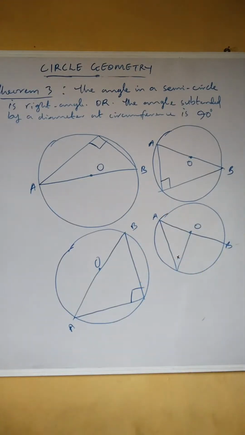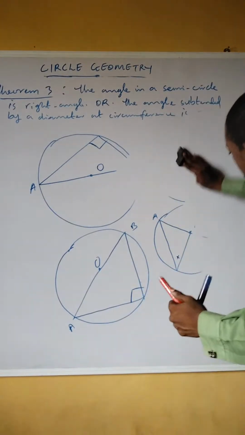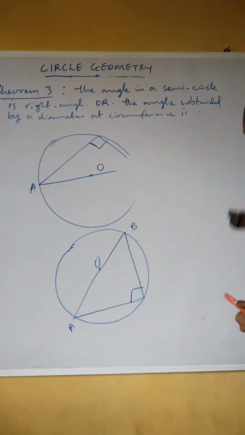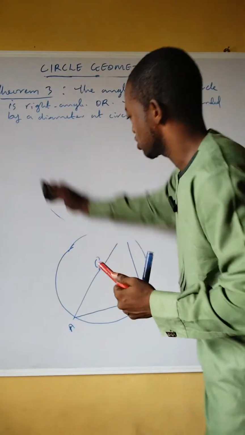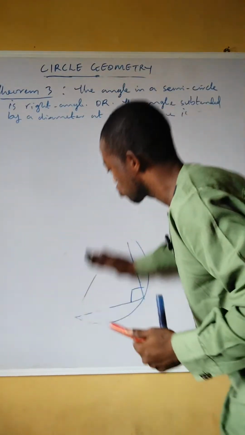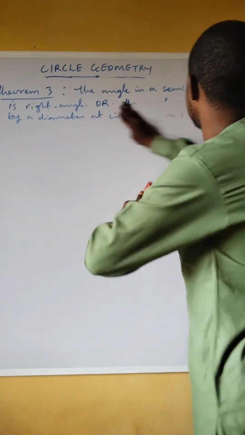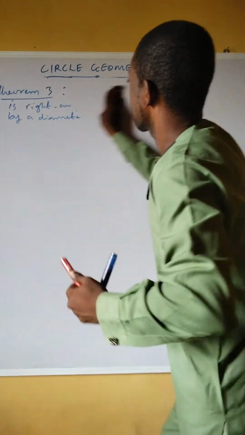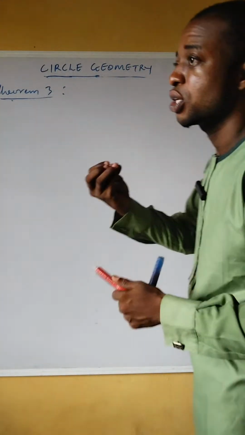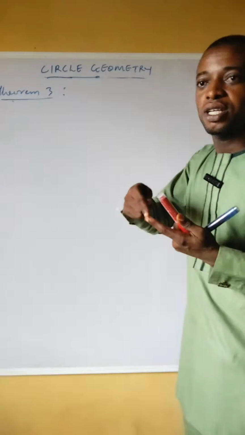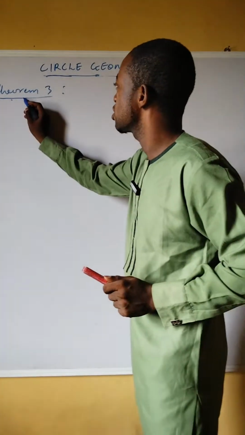And for theorem 4, here we shall be looking at the line from the center of a circle to a chord. So it's also an interesting one. The theorem says that the line drawn from the center of a circle to a chord meets at right angle with that chord. So it's important we know that.